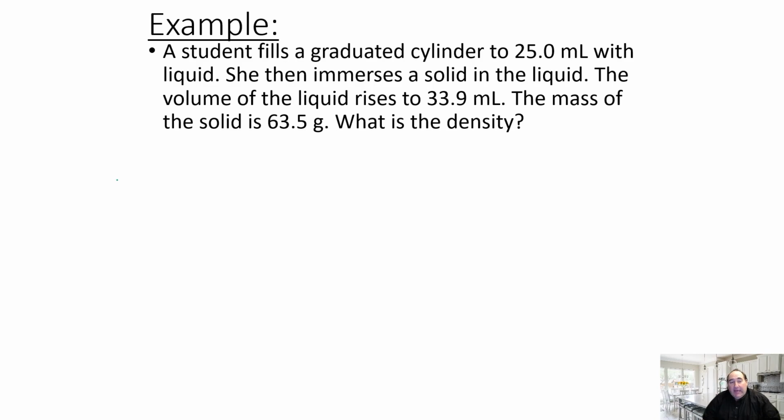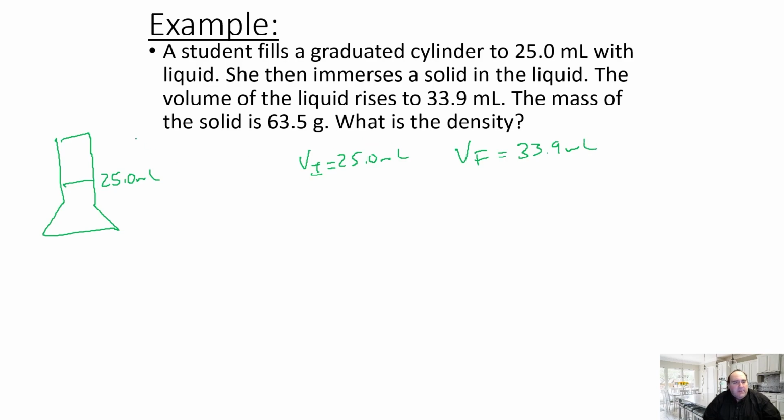Okay, so let's take a look and see how you're doing. We got a couple of things given to us. We definitely have an initial volume of our graduated cylinder, which was 25 milliliters. We then take a solid and our final volume ends up being 33.9 milliliters. So we're going to toss in there a solid, and it's going to rise to 33.9 milliliters. And we also have the mass of the object, 63.5 grams.